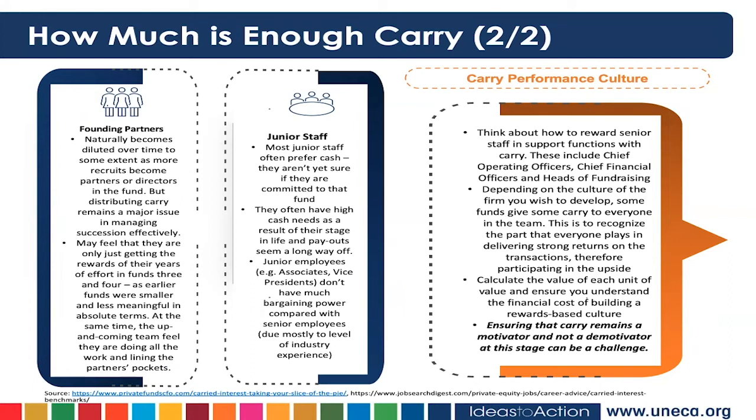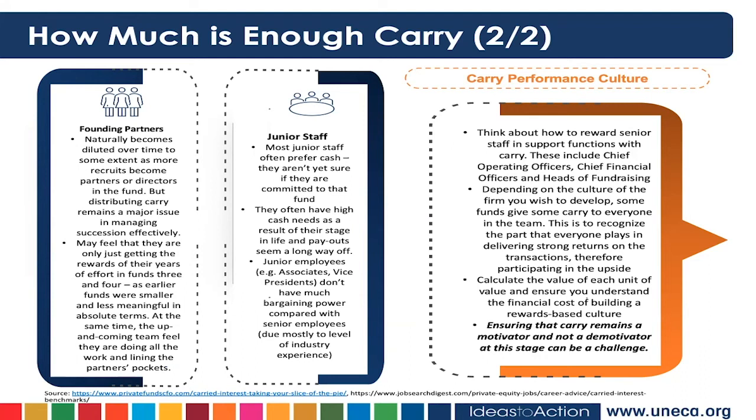A second point here is that many founding partners may feel that they are only getting the rewards of their years of effort in funds 3 and 4, as earlier funds were smaller, less meaningful in absolute terms, and that was the point at which they were making the salary sacrifice for the benefit of the whole team. At the same time, the up-and-coming team may feel like they're doing all the work and lining the partners' pockets. These are real dynamics that are at play, and they come out even more robustly when you have Fund 2, Fund 3, and Fund 4.